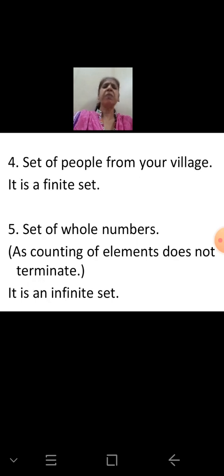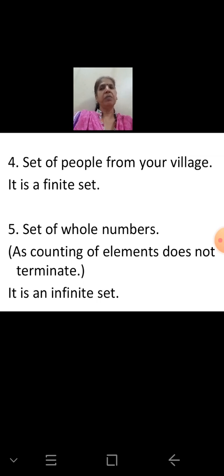Now set of people from your village. Like the previous ones, where the student is in the class, same way people in a village. As we know, there's a record of death, birth, everything. So the village, that is the Gram Panchayat, records everything. There's a record, so people can be counted. It is a finite set.